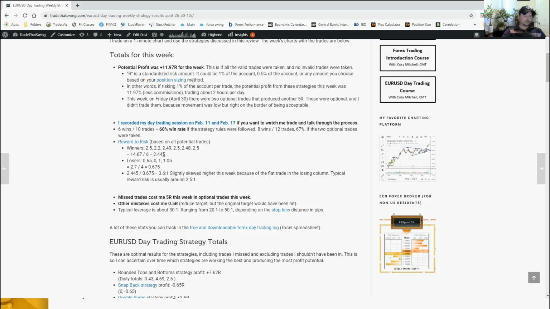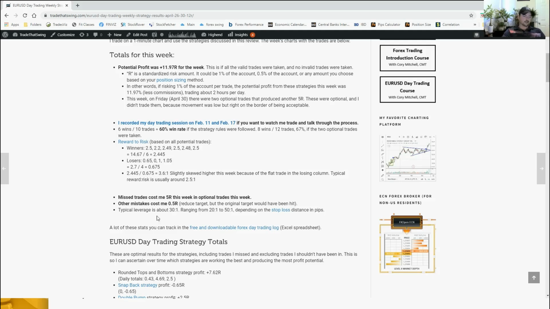And so we divide 2.445 by my average loss, and we can see this one's way higher, 3.6 to 1 on average this week was my reward to risk. Each trade I was going for 2.5, but in actuality, after the trades ended and my results were in, this is what my actual average reward to risk ended up being. So really important to stick to the rules, because this is huge. If you throw this in, that's a pretty good reward to risk.